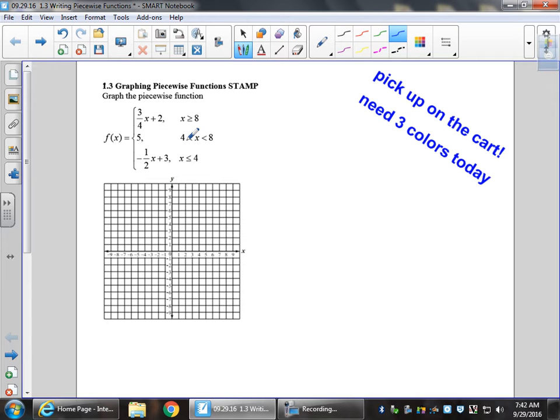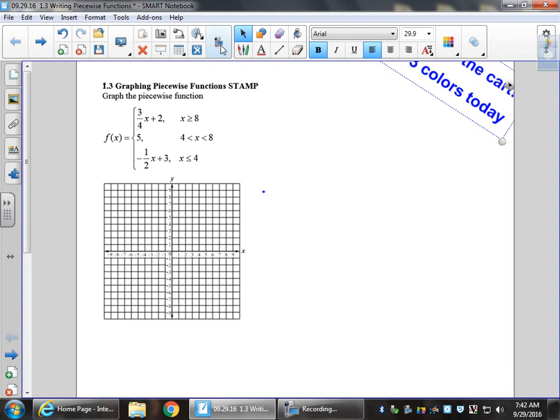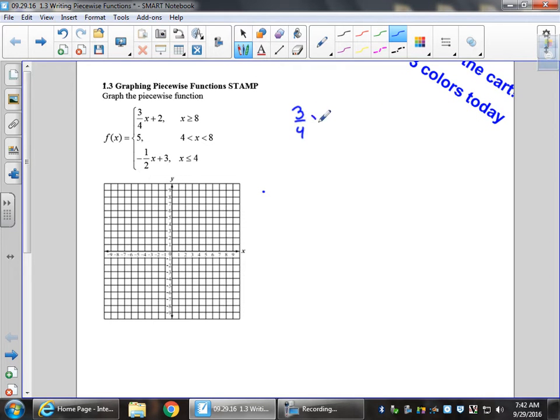So we're going to start class by going over our graphing warm-up. Remember, for the warm-up, the stamp question, pencils down. Who can remind me of the first step from yesterday? Write the piece. So the first thing we're going to do is write our first piece: 3/4 x plus 2. And make sure when we write that piece, we also write the restriction.